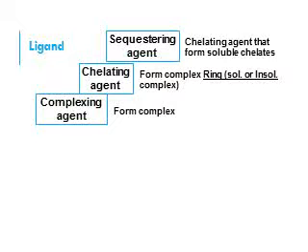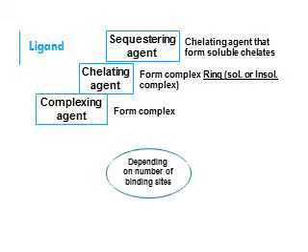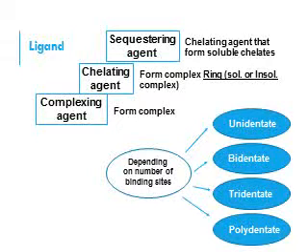Sequestering is a soluble ring complex. Chelating is a complex in the form of a ring, either soluble or insoluble, and the broadest one is the complexing agent, which forms a complex. Depending on the number of binding sites, if we have just one bond, it's unidentate. Two binding sites, bidentate. Three binding sites, tridentate, and more than that is called polydentate.